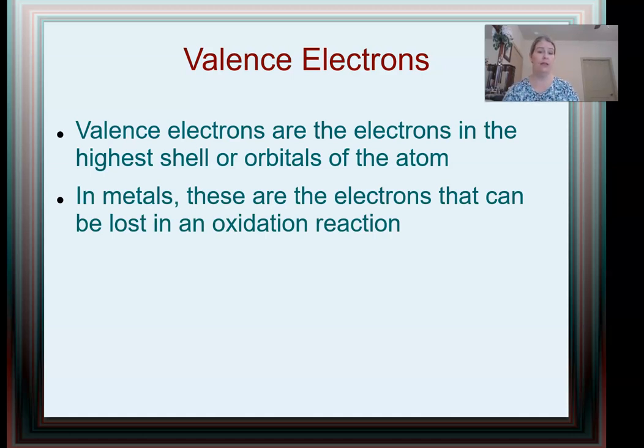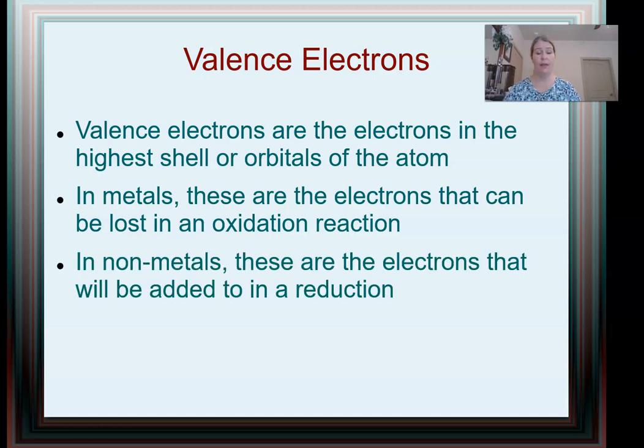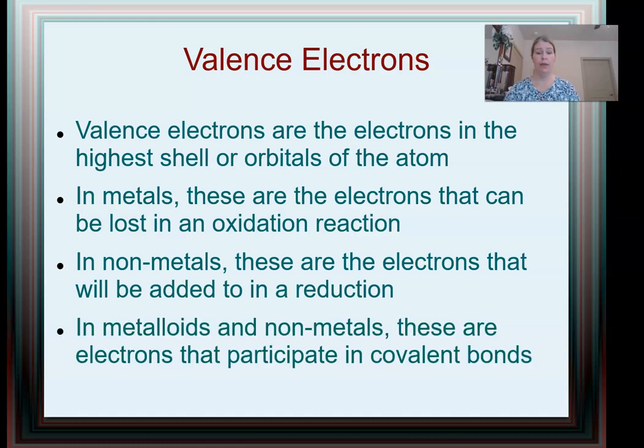In metals, these are the electrons that will be lost when a metal is oxidized in an oxidation reaction. And in the reduction part of an oxidation reduction, nonmetals will gain these electrons to fill empty slots in their outer valence orbitals. In metalloids and nonmetals, these are the electrons that will be shared to participate in covalent bonding.